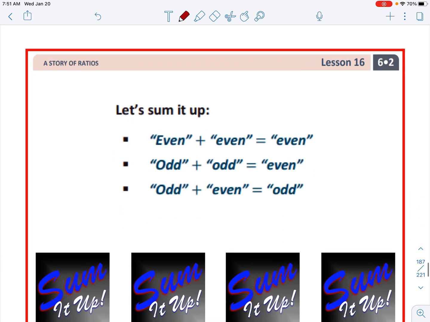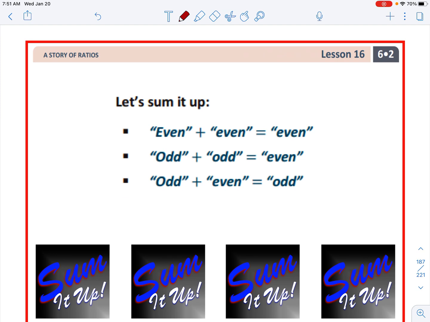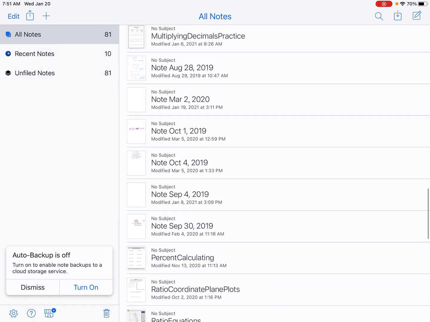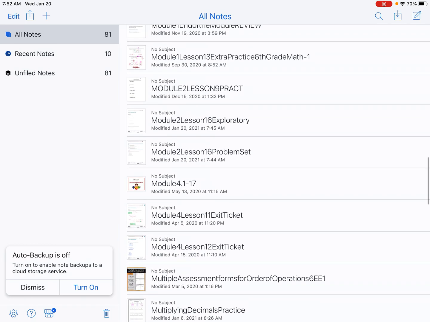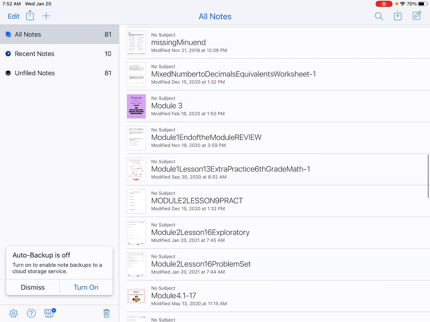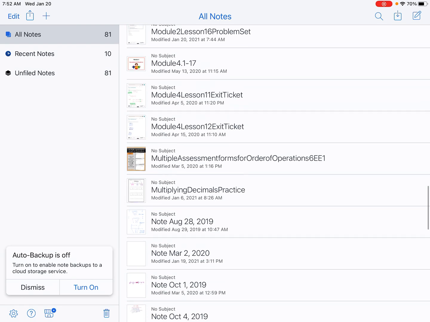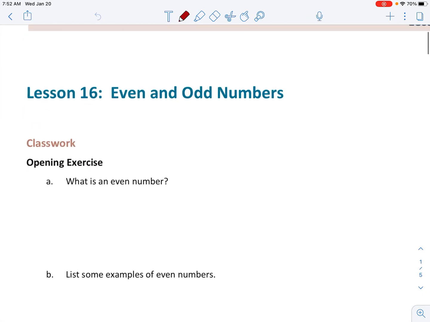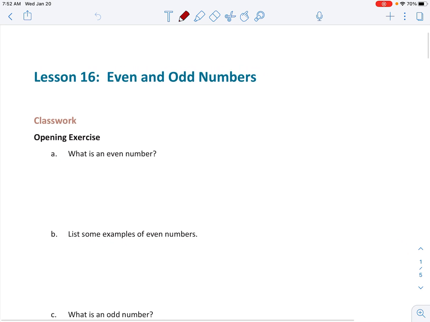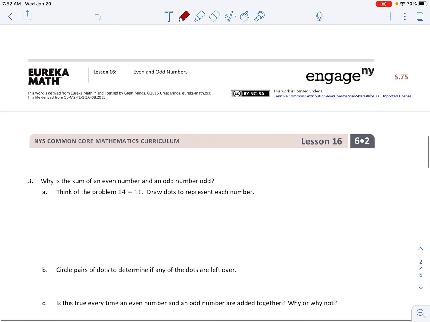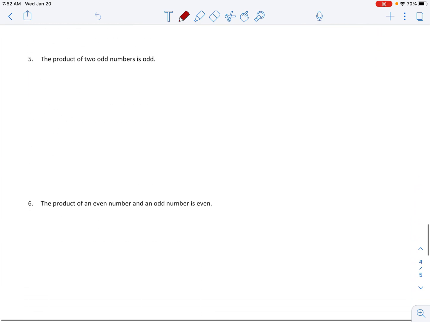So let's sum it up. Even plus even equals even. Odd plus odd equals even. Odd plus even equals odd. Okay, now we are going to look at some multiplication rules. Okay, and this was on an exploratory challenge, so I need to find it real fast. No, that's not it. There it is. So even and odd numbers.